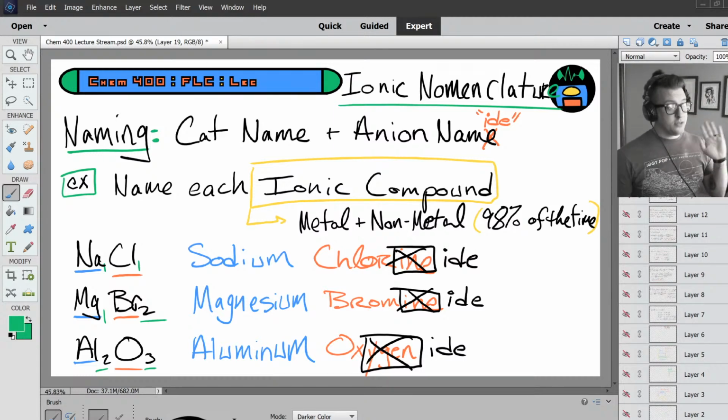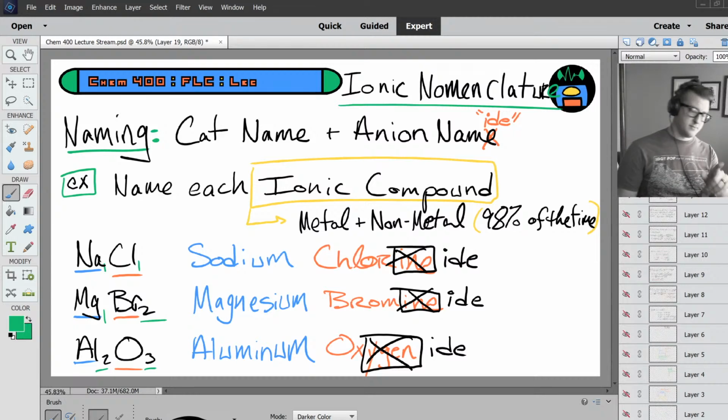All right. The reason why we're starting with ionic compounds is they're simple. It's always cation name, anion name, right? Magnesium bromide, aluminum oxide, sodium chloride. It doesn't matter how many of each element are present. We will get into that when it comes to naming covalent compounds, okay? But for ionic compounds, it's simple. Just bump, bump. You don't have to worry about the numbers.